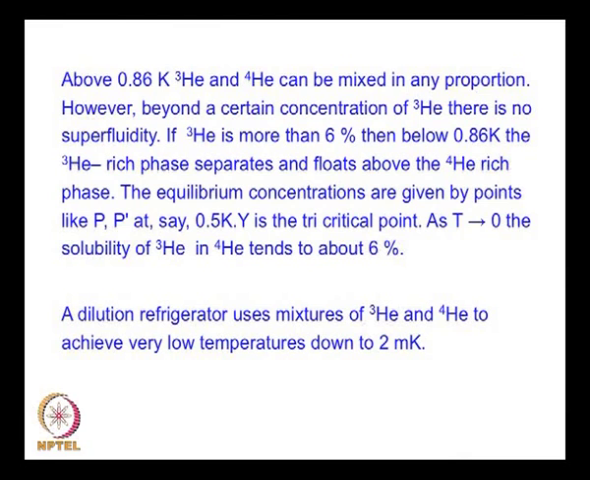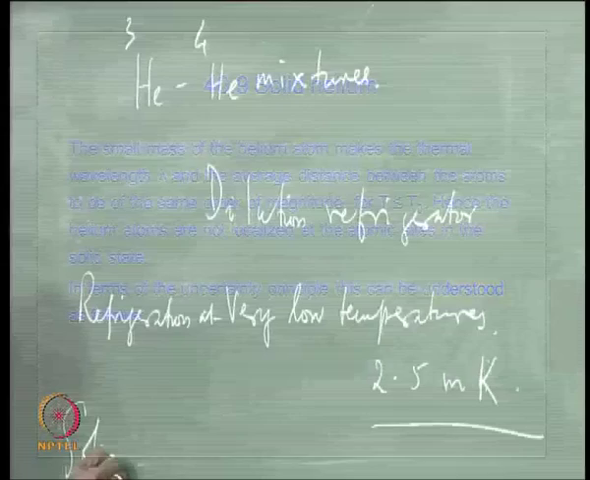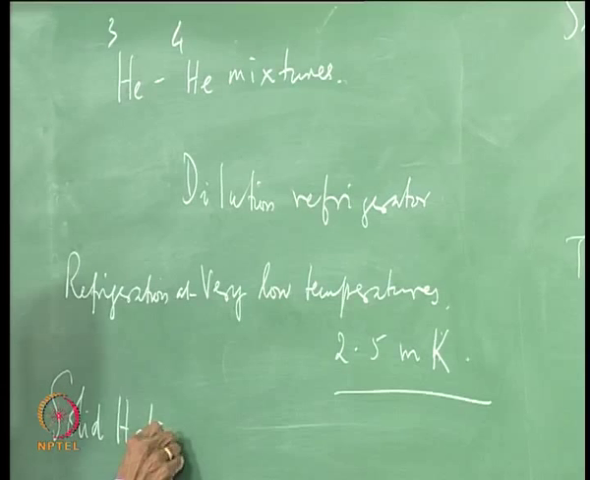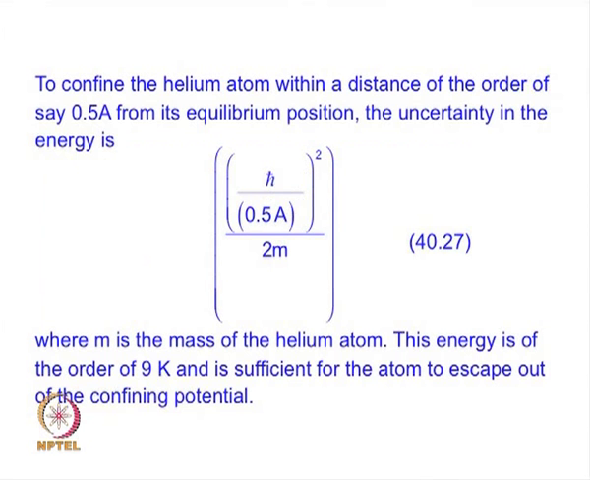We now turn to a brief discussion of solid helium. That is the prototype of the quantum solid. The small mass of the helium atom makes the thermal wavelength lambda and the average distance between atoms to be of the same order of magnitude for T less than or equal to T naught. Hence, the helium atoms are not localized at the atomic sites in the solid state. In terms of the uncertainty principle, this can be understood as follows.